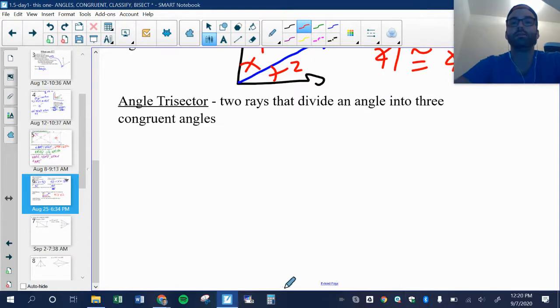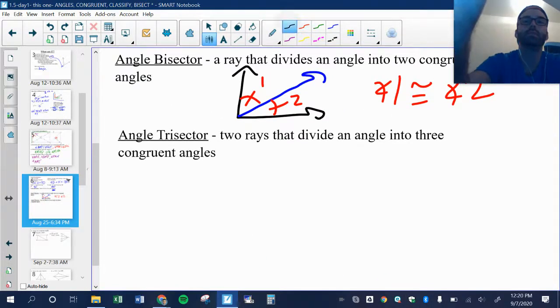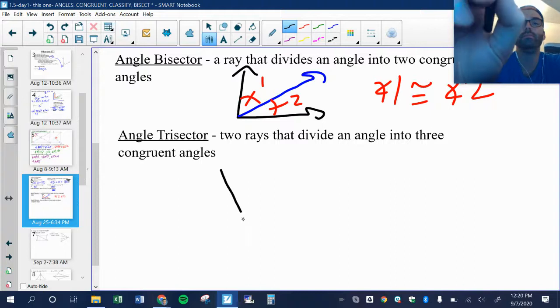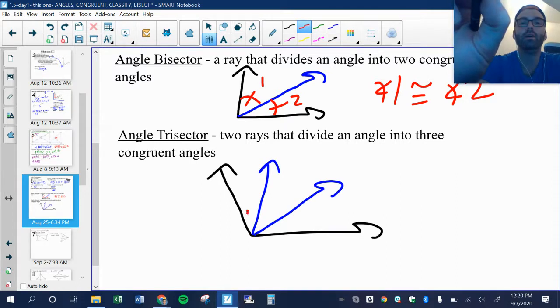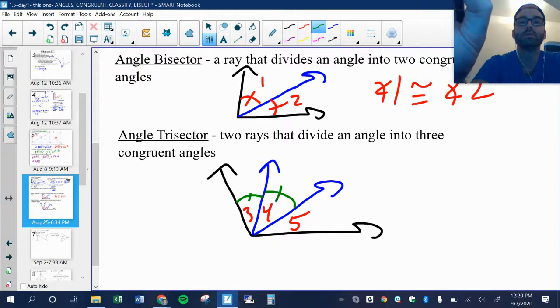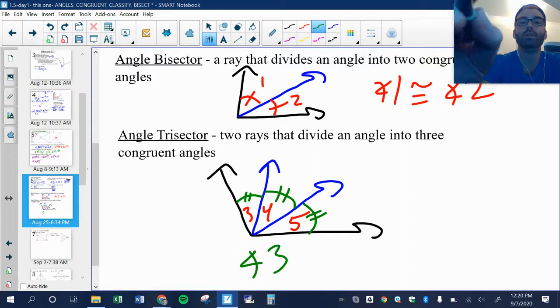An angle trisector is just like a segment trisector. It's 2 rays that divide an angle into 3 congruent angles. So here's 1 ray, here's another ray, and now I have angles 1, 2, and 3. Actually, let's just number them 3, 4, and 5. Sorry if you wrote that down already. This is congruent to this. I could say angle 3 is congruent to angle 4, and that is congruent.